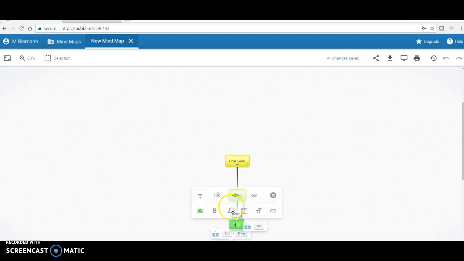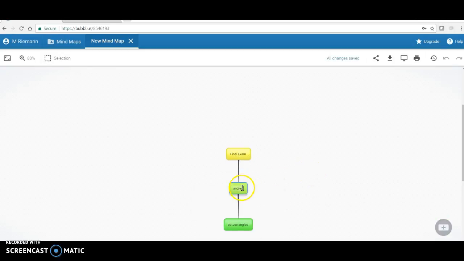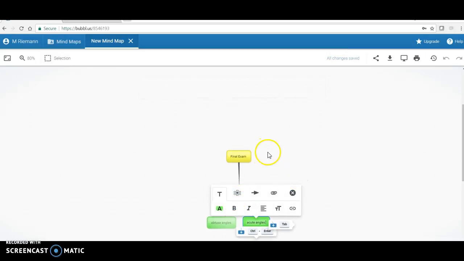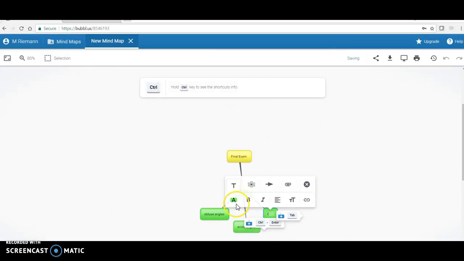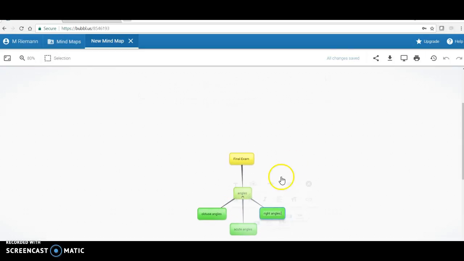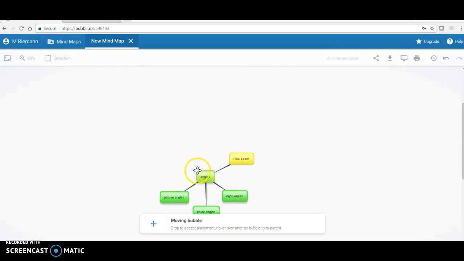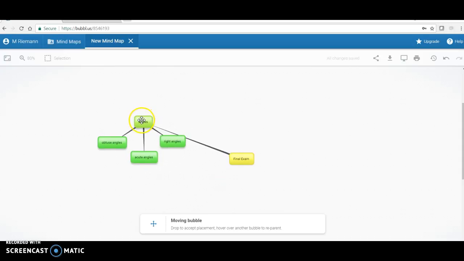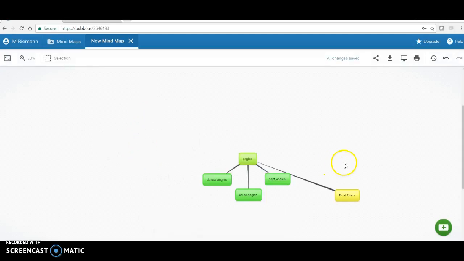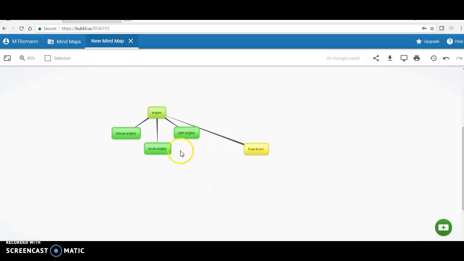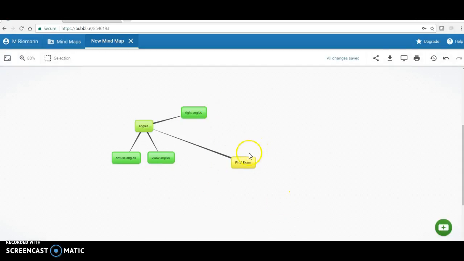Now, when we talked about angles, we talked about obtuse angles. We talked about acute angles. And we talked about right angles. Now, I want you guys to create your map to look like mine. It doesn't have to be in the same order or anything, but I want you guys to branch off of all of these and write your notes about what you know about each of the different angles and so forth. So I'm just going to move this around, make it look pretty.